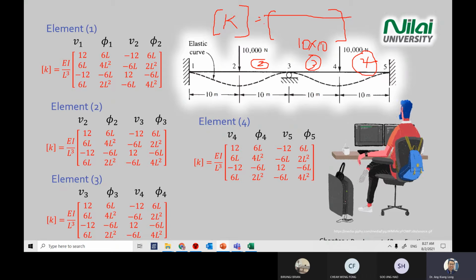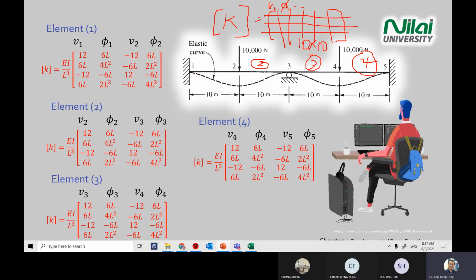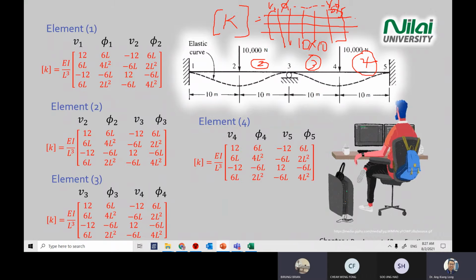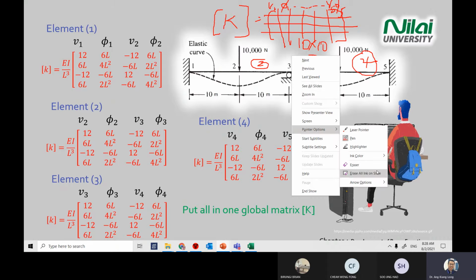Meaning if you park the numbers, you have 10 rows and 10 columns. It's going to be a very big matrix. You use your pencil, you label V1 rotation 1 until V5 rotation 5, because each point has 2. So you have 10 times 10. Brian, do you understand why it's a 10 times 10 matrix? Yes, sir. Okay, good. So I'm going to go to the next slide.